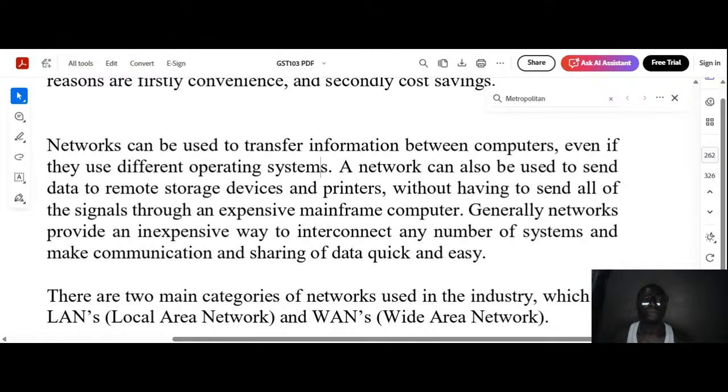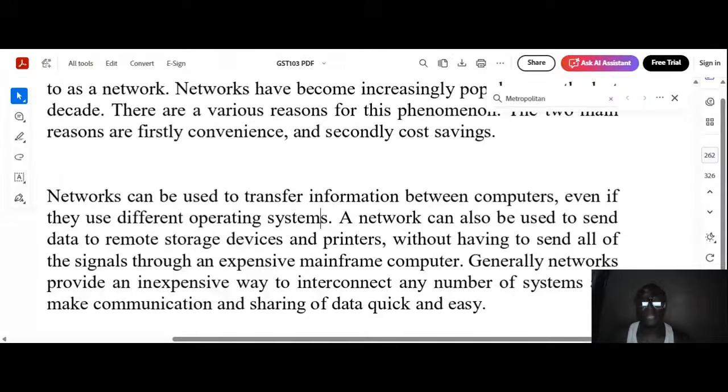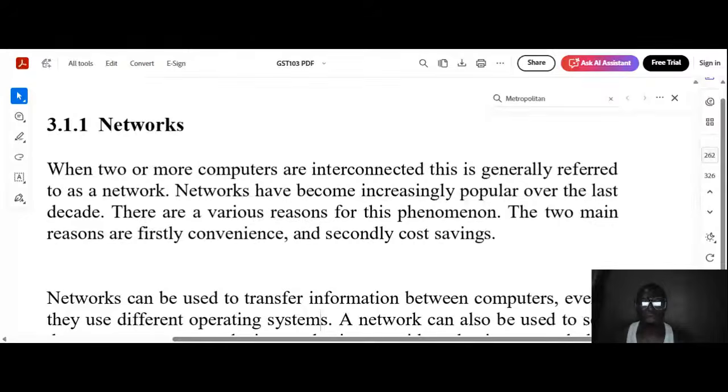Now, networks can be used to transfer information between computers, even if they use different operating systems. A network can also be used to send data to remote storage devices and printers without having to send all the signals through an expensive mainframe computer. Generally, networks provide an inexpensive way to interconnect any number of systems and make communication and sharing of data quick and easy.